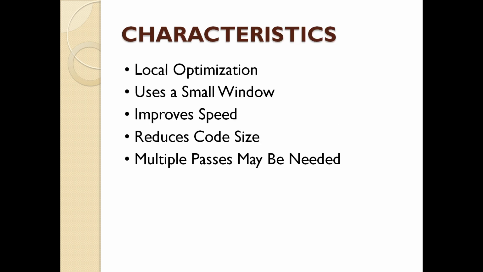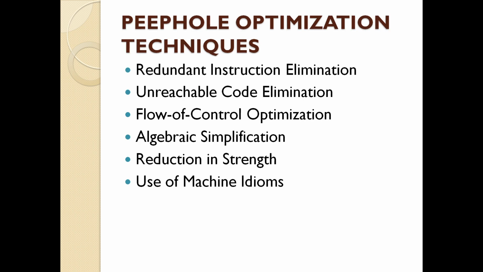Let us understand the characteristics. First, it is a local optimization technique. It focuses only on a small portion of code. Second, it uses a small sliding window called a peephole. Third, it improves execution speed. Fourth, it reduces program size. Finally, a compiler may perform multiple passes, but one optimization may create opportunities for another optimization. So there are 6 important peephole optimization techniques that we will study one by one.